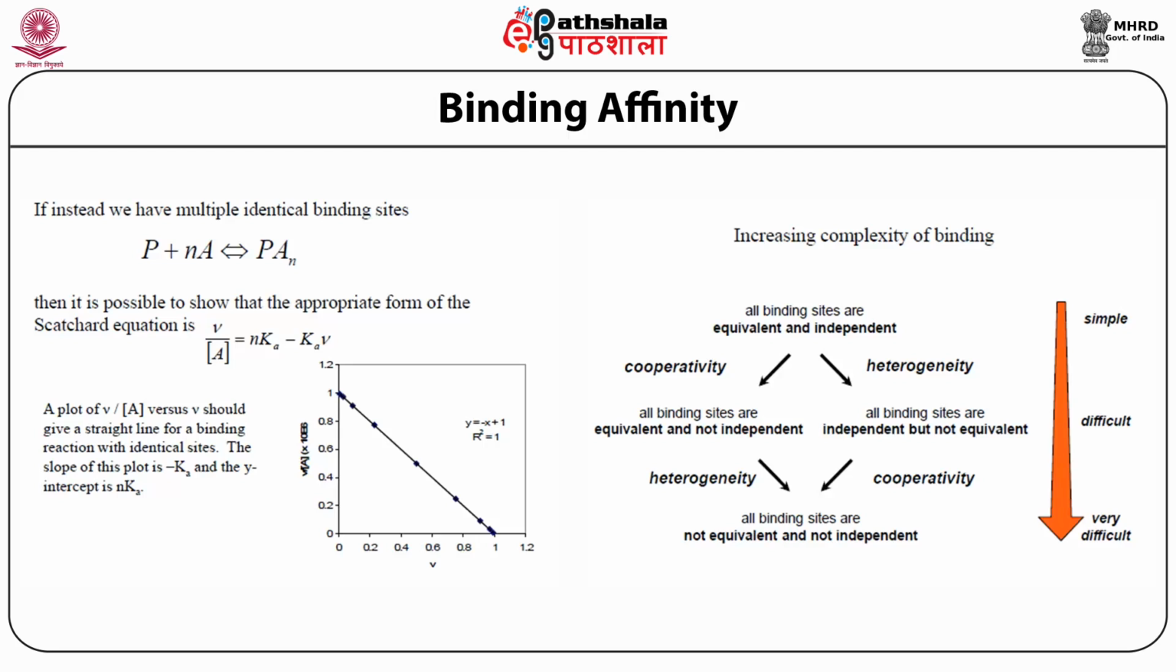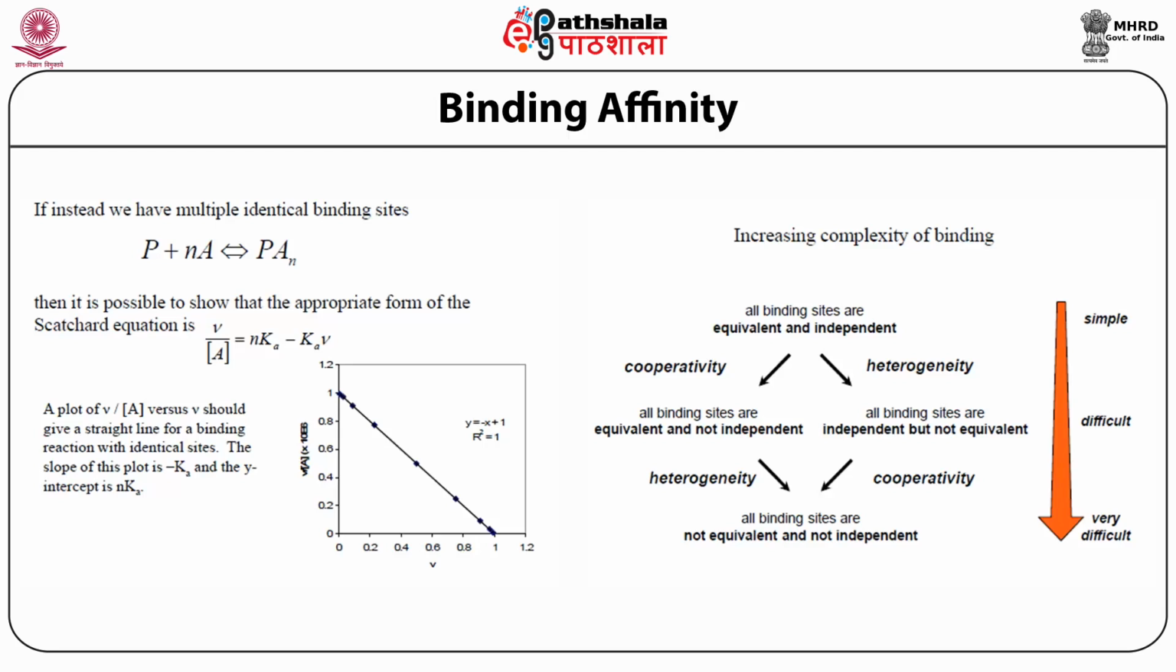If instead we have multiple identical binding sites, then P plus nA equals PAn. Then it is possible to show the appropriate form of the Scatchard equation: V by the concentration of A equals n into Ka minus Ka into V. So the plot of V by A versus V should give a straight line for a binding reaction with identical sites. The slope of the plot is minus Ka and the y-intercept is nKa.